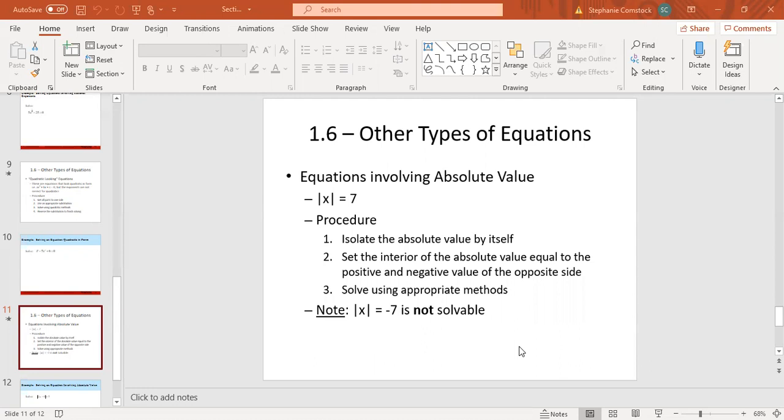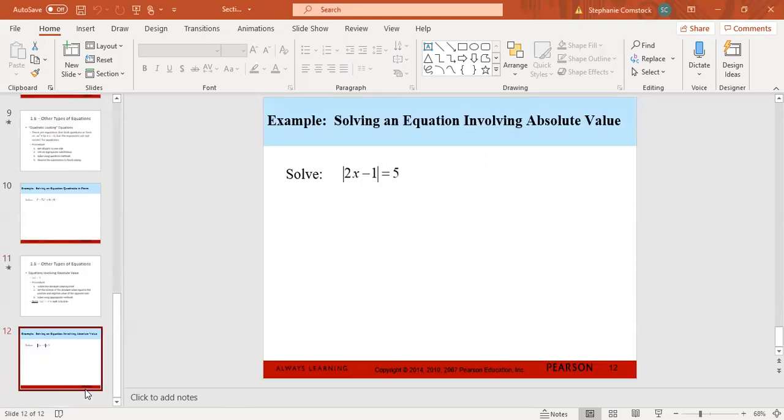And then we'll solve. Now, one thing to note is absolute value does always give back a positive answer. So if you get absolute value bars by themselves and it says that it equals a negative answer, that is not solvable, okay? But you cannot make that decision until the absolute value bars are by themselves. So the example that we're going to look at here is the absolute value of 2x minus 1 equals 5.